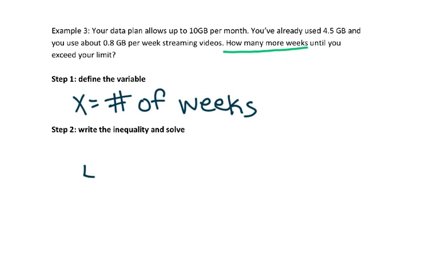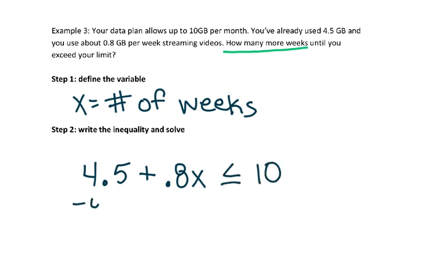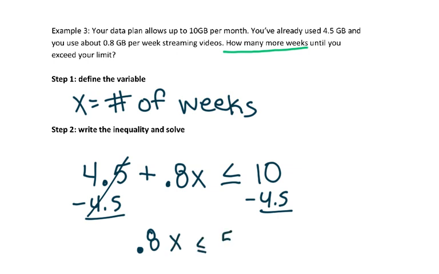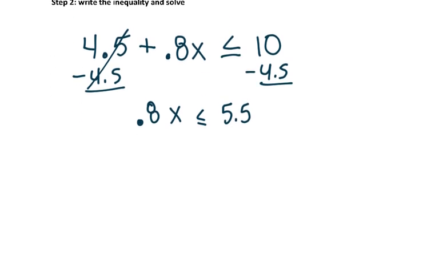So let's see, what do we know about the data plan? So right now, the start is that we have used 4.5 gigabytes. And every week, we're going to use another 0.8x. Now, we can't go over our plan, so it's going to be less than or equal to 10. That's the total that we have. So to solve this, we're going to subtract 4.5. We're going to get 0.8x is less than or equal to 5.5. And then I'm going to divide by 0.8.